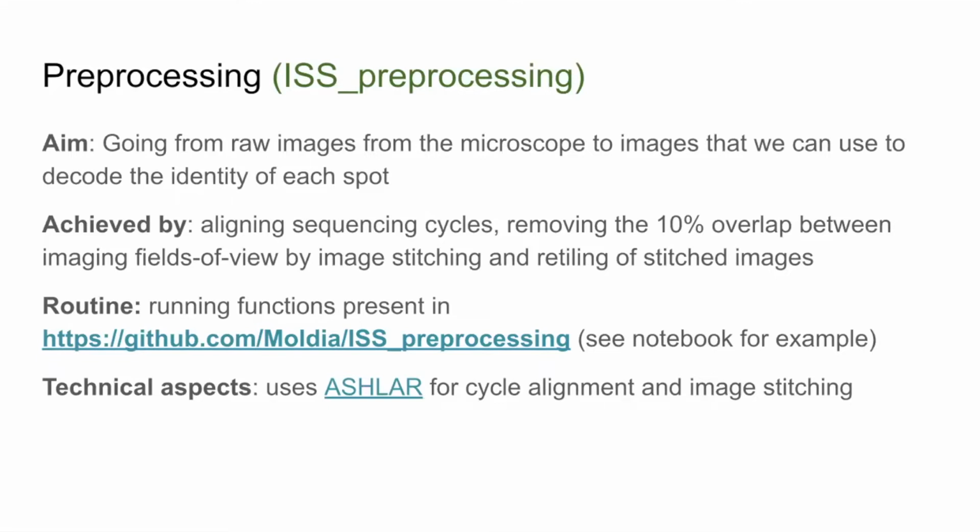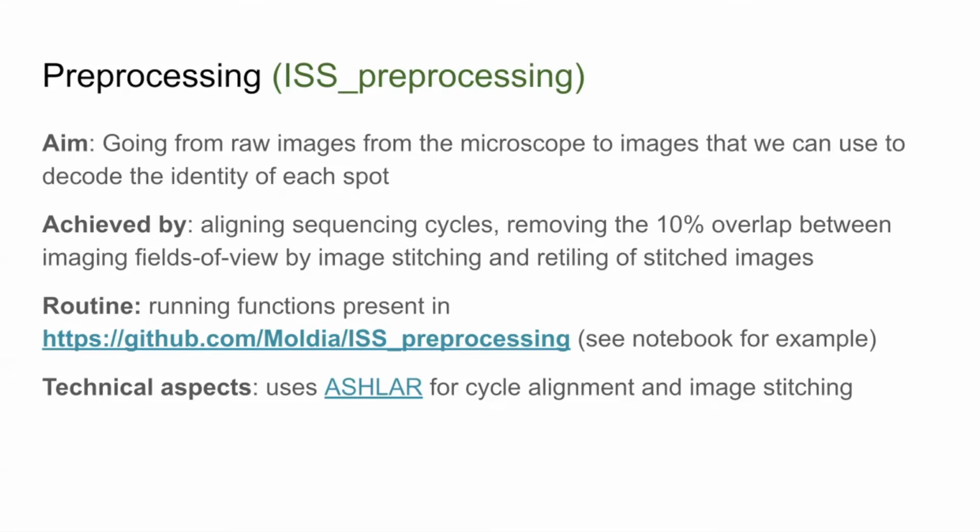And this is achieved by aligning the sequencing cycle, as you just heard from Christophe. And we also need to remove, at least in our case, this 10% overlap that we have between imaging fields of view, because this is what we generally do. We acquire images in this field of view type of fashion, where it's not possible to image the whole section in just one image. Rather, you have to break it down to smaller images. So you need to remove this overlap, and this is achieved by stitching the image and aligning it. And then we retile it to reduce the workload of the computer, and you'll see why.